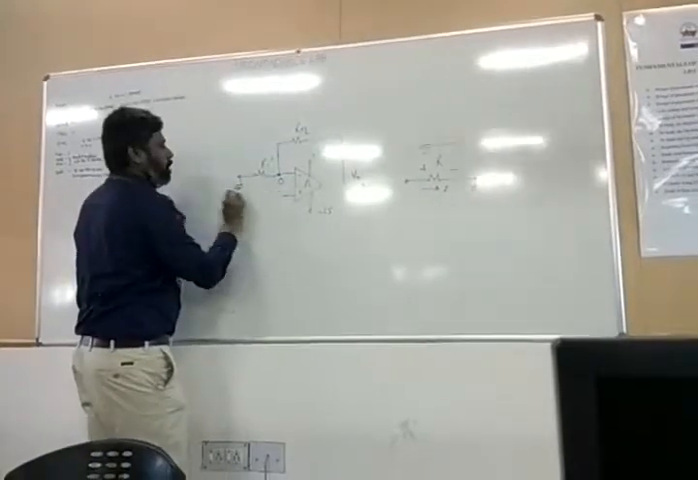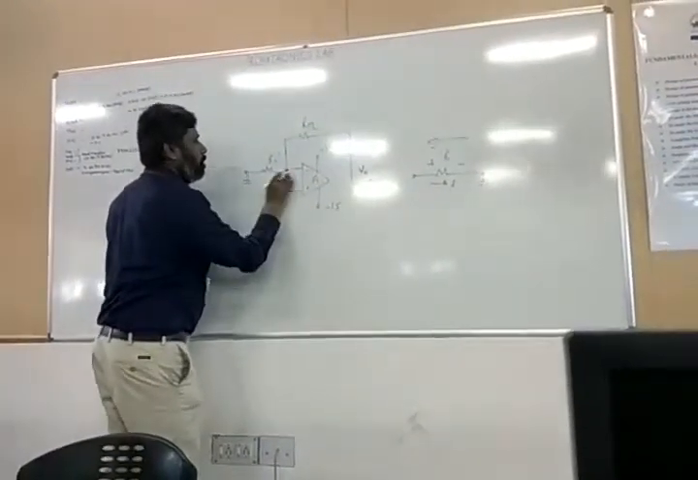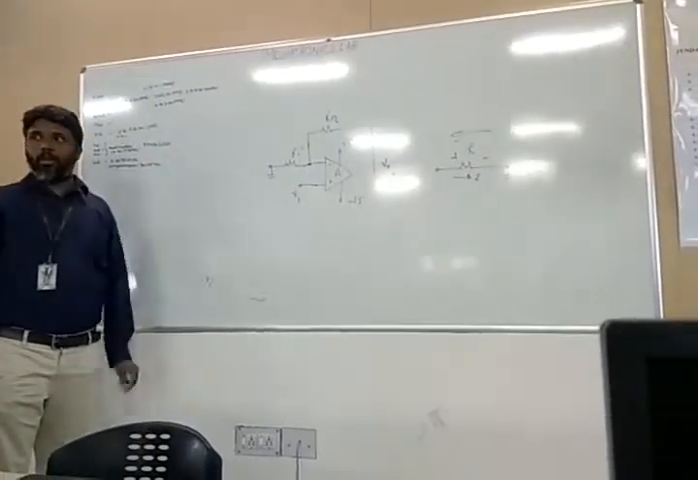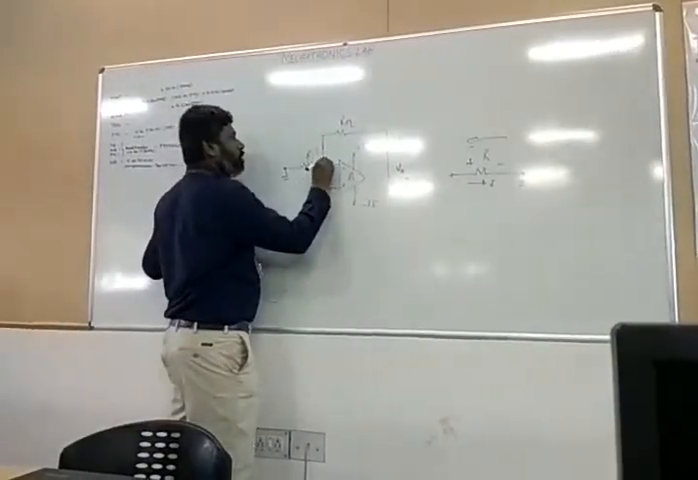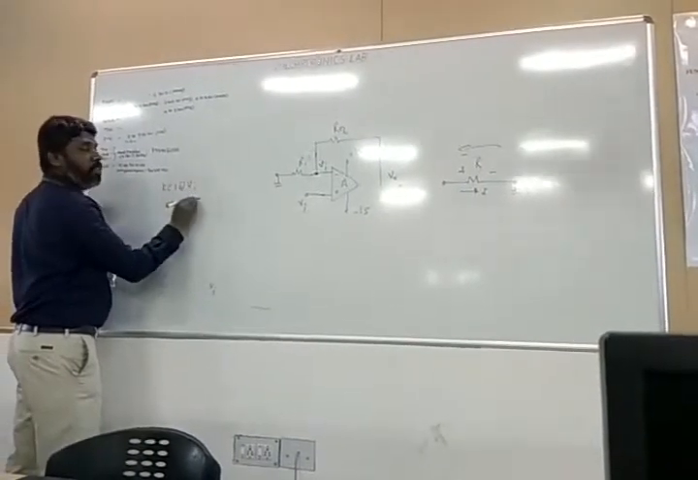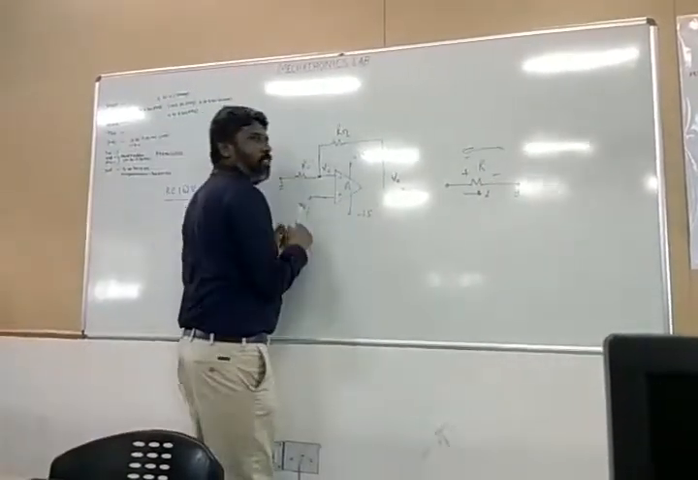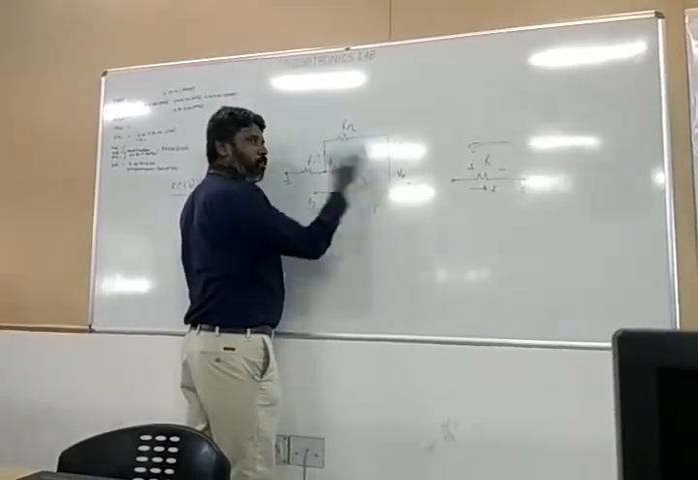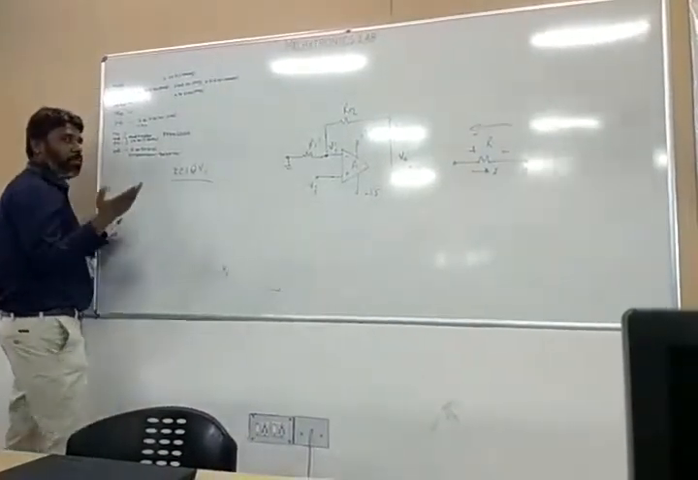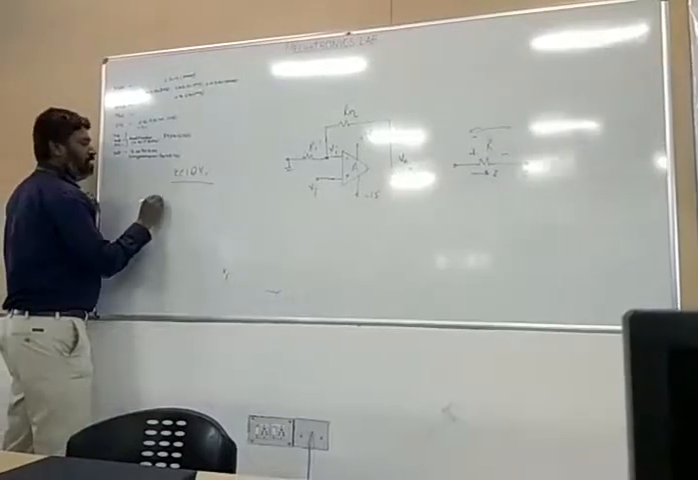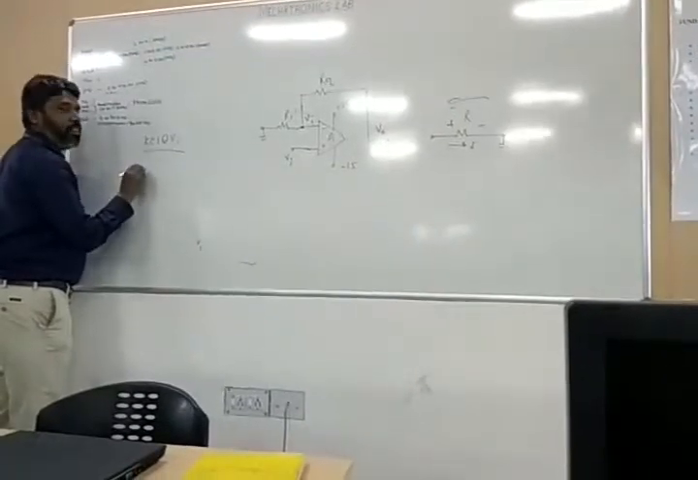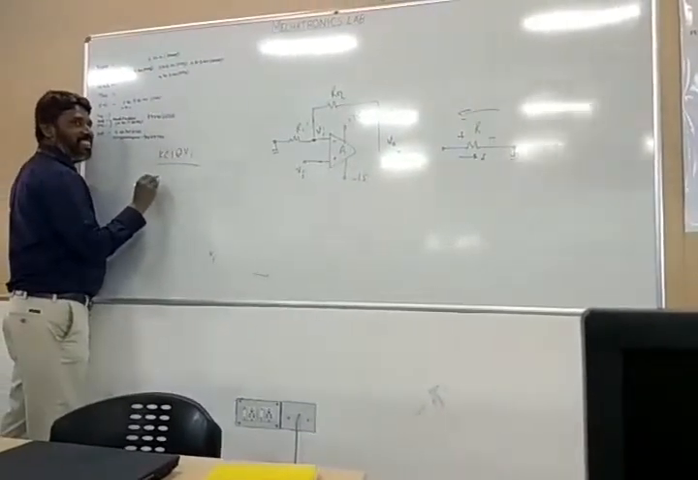Now instead of inverting, I apply the non-inverting. What will happen now? Anyone? The same voltage will appear here, correct? Virtual ground. You apply KCL at VI. What is KCL at VI? There are three branches. The right side is going to the op amp, the left side is R1, and the feedback is R2. So what is the current through each? What is the current through the op amp? Zero. I told you, these two are the golden rules. What is the current through the feedback?